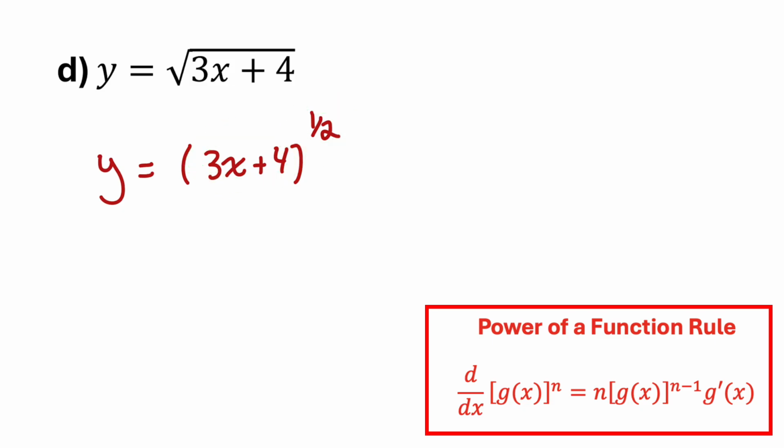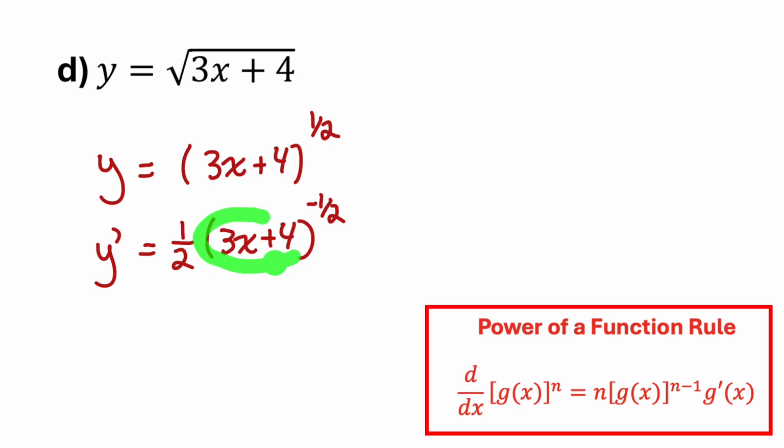I need to use the power of a function rule, which is a version of chain rule that goes like this. To find the derivative y prime, you take the exponent of a half, write it as the coefficient. You keep the base of the power exactly the same, so keep it as 3x plus 4. Reduce the exponent by 1. A half minus 1 is negative a half. But then this has to be multiplied by the derivative of the base of the power, the derivative of the inside function. The derivative of 3x plus 4 is 3.